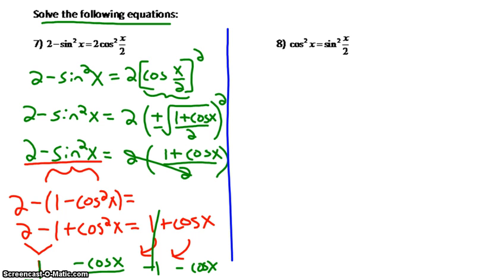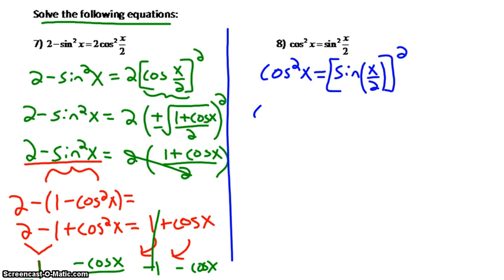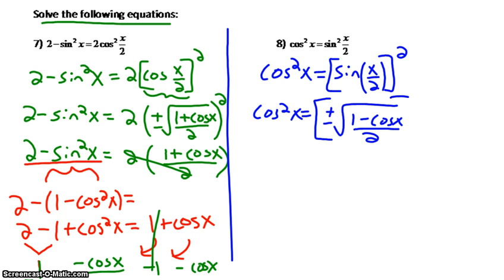The cosine squared x will remain. I'm going to now solve for the double angle, seeing this again as sine x over 2, and this will all be squared. So I have cosine squared x equals my plus or minus in the radical, 1 minus cosine x all over 2, and again, this is all squared. Well, squaring this right side simply gets rid of the negative and the radical, leaving me with 1 minus cosine x all over 2 equal to cosine squared x.